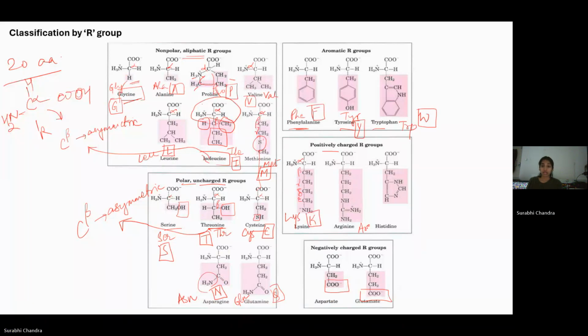Arginine is ARG, one letter code is R. Histidine is HIS, one letter code is H. Aspartate is ASP, one letter code is D, sorry. Glutamate is GLU, one letter code is E. Okay. Now, moving on.